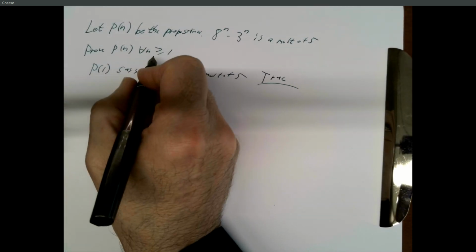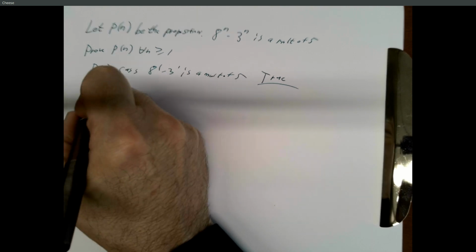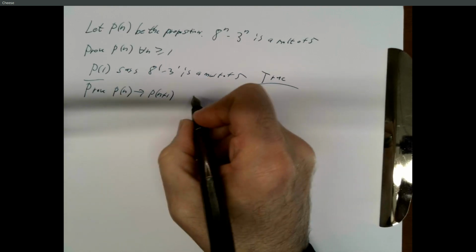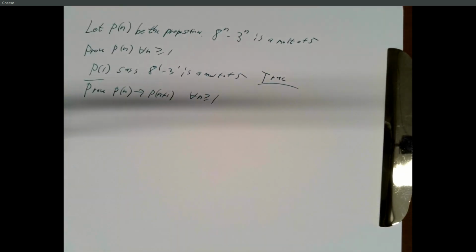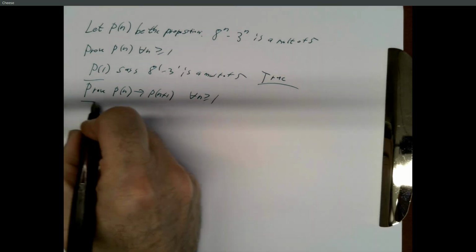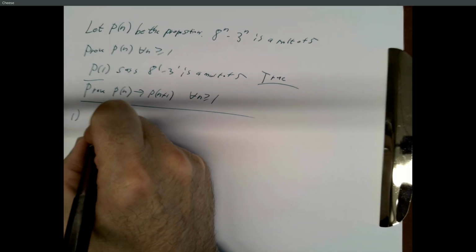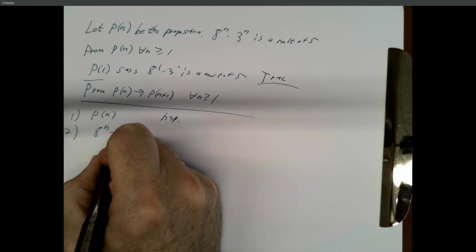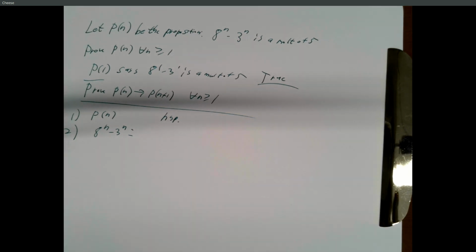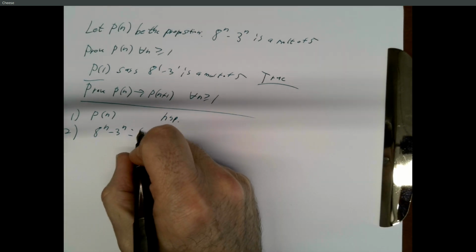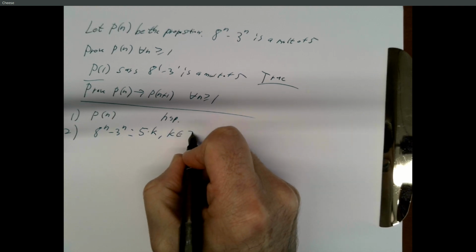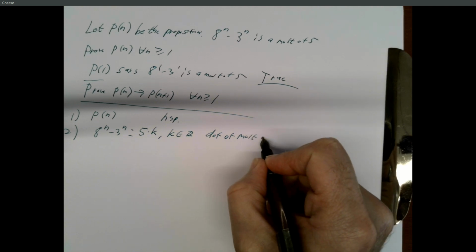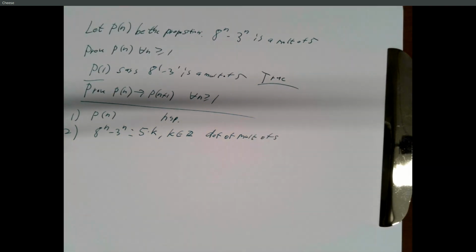So to prove P of n for all n bigger than or equal to 1, we need to prove the following. Prove that if P of n is true, P of n plus 1 is true, where n is bigger than or equal to 1. Okay, so we start the same way we always do. P of n, that's a hypothesis. Write out what P of n says. And I'm going to write this as follows. I'm going to say 8 to the n minus 3 to the n is equal to 5 times some number where that number is an integer. That's what it means to be a multiple of 5. It means you're 5 times an integer.